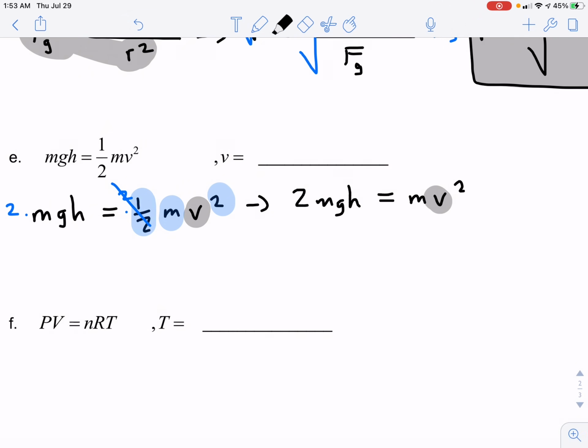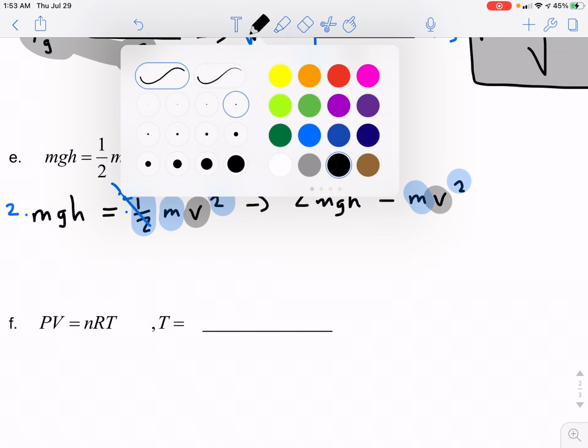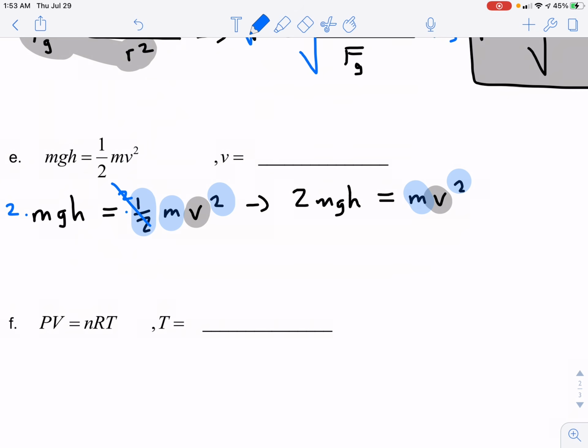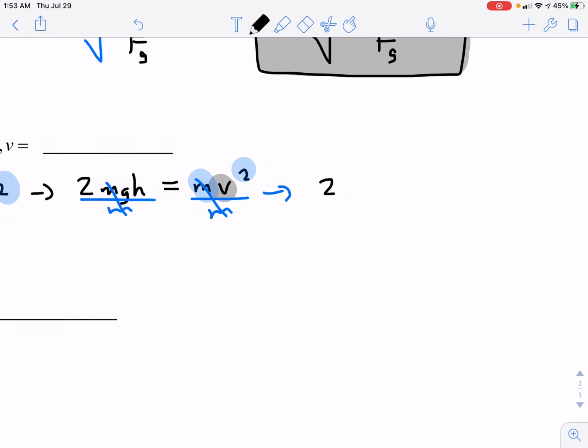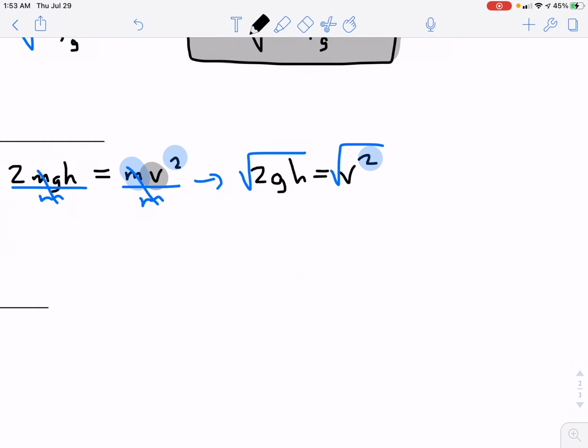Again, I'm trying to get V by itself, which means I'm now trying to get rid of M and squared. Since M is being multiplied times V squared, I can divide away the M on both sides. But notice how it cancels on both sides. Rewriting it again, I get 2GH equals V squared. To get rid of the square, I'm going to take the square root of both sides. And we're done. V is equal to the square root of 2GH.